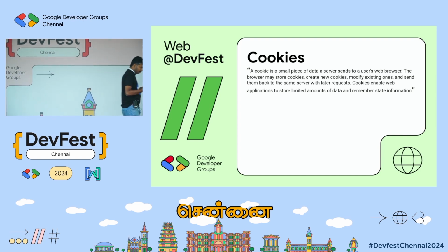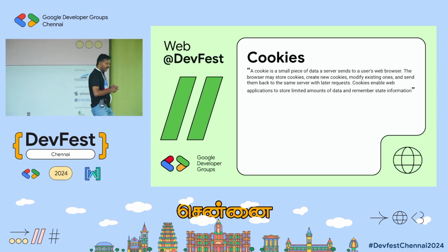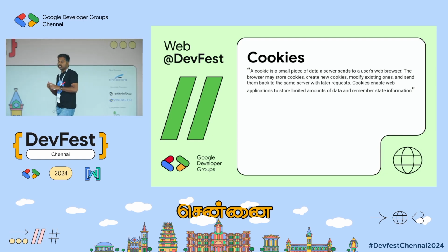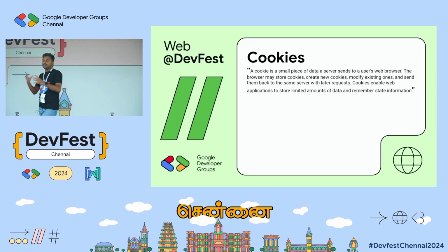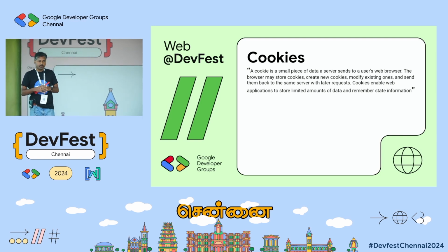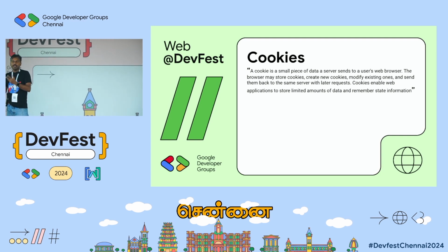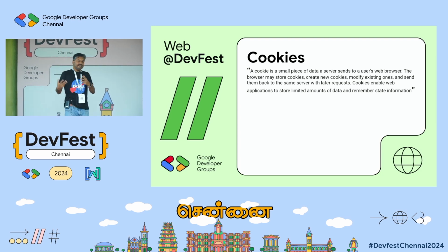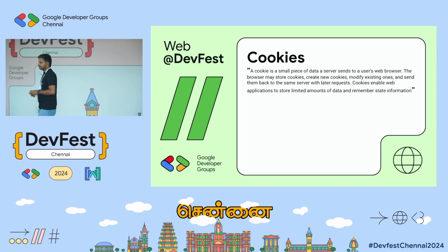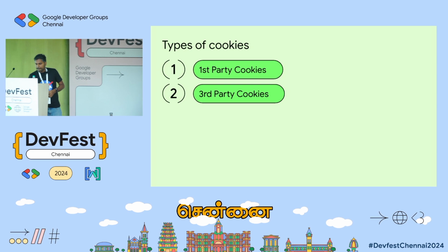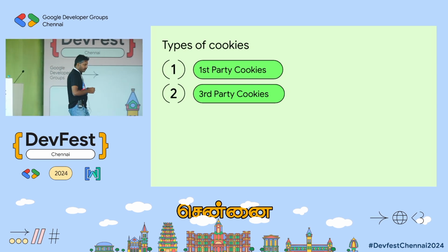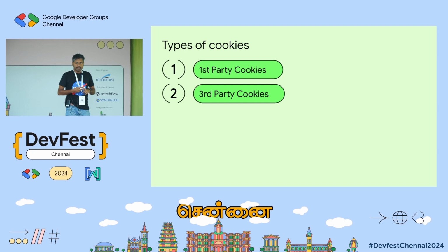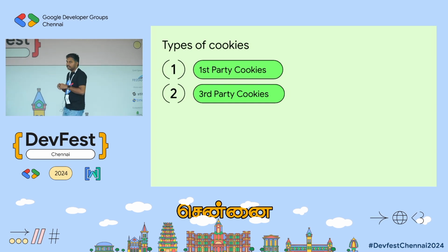Cookies have served a lot of use cases, right? When it comes to authentication and authorization, there are several use cases of these cookies. Now cookies have been around for so long, so how does this relate to privacy? There are two types of cookies. One is first party cookies and the second one is third party cookies. This is how they are termed.